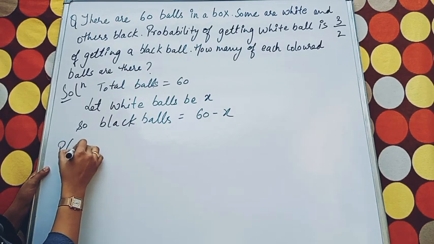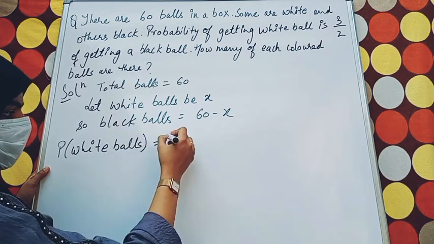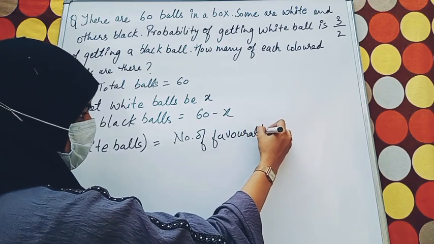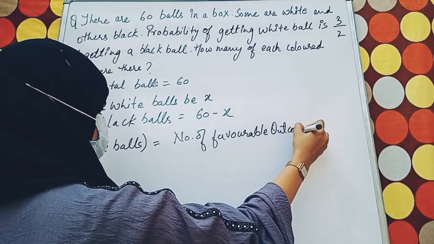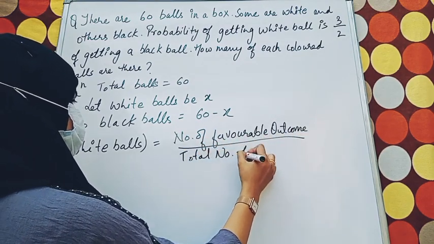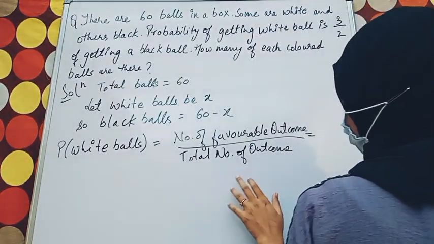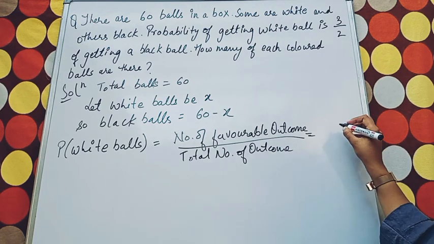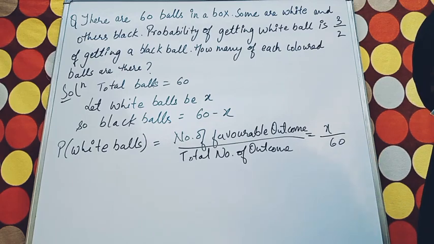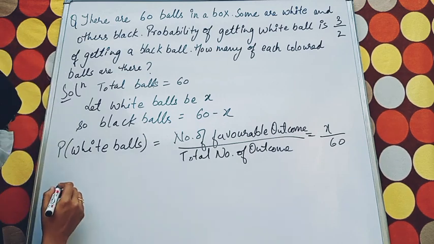Probability of white ball equals, you all know, number of favorable outcomes upon total number of outcomes. Favorable outcome, what is there? x. And what is the total quantity? 60. This you all know. Till now I think you have understood.